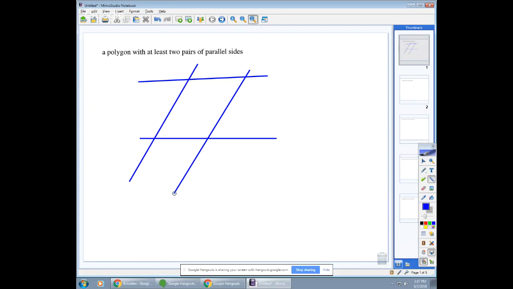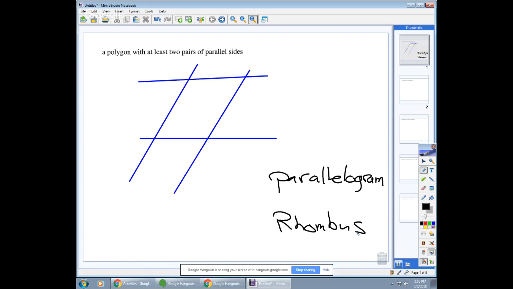Are there others? Are parallelograms and rhombuses different, or are they basically the same thing? Good question. So let me get my pen. Switch to black. Parallelogram versus a rhombus. Rhombus.